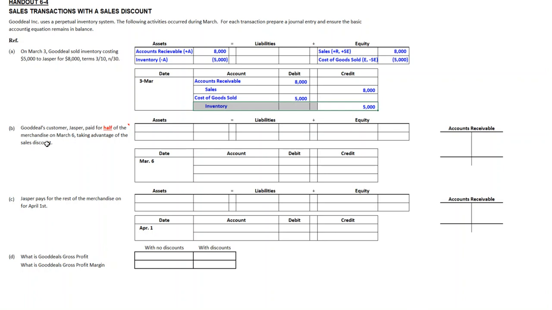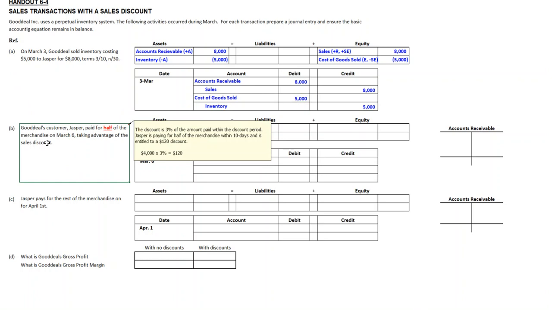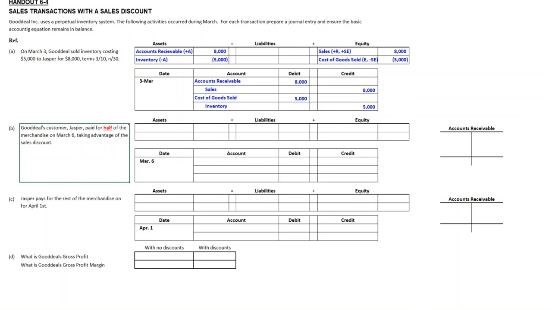Next, we're told that Good Deal's customer, Jasper, pays for half of the merchandise on March 6th, taking advantage of the sales discount. And again, the discount is 3% of the amount paid within the discount period. Jasper is paying for half the purchase, or $4,000, within that 10 days, and will be entitled to a $120 discount. So let's take a look and see what's happening on our accounting equation.